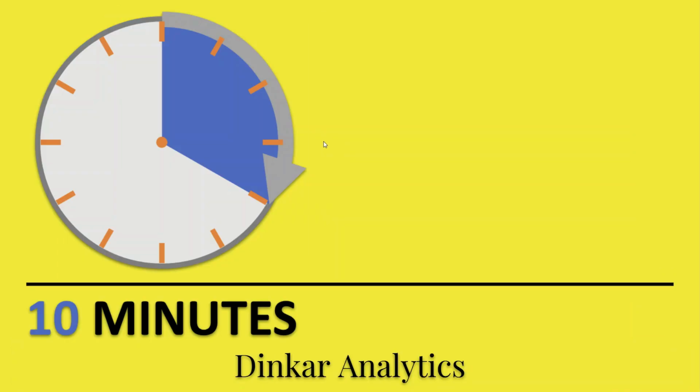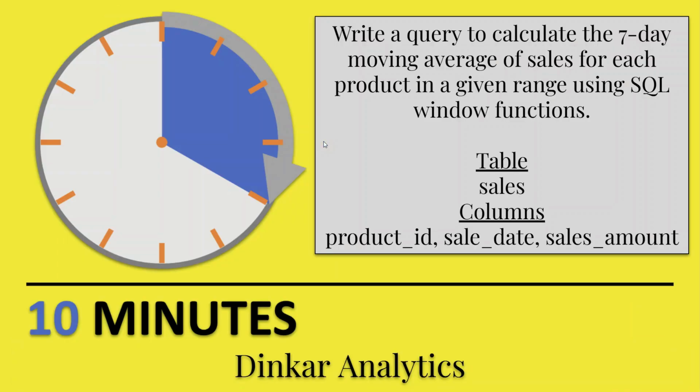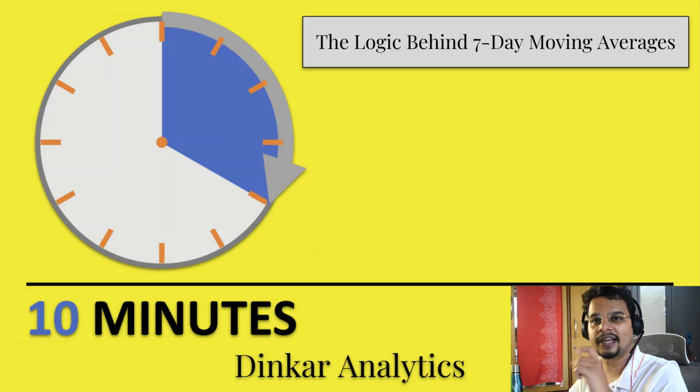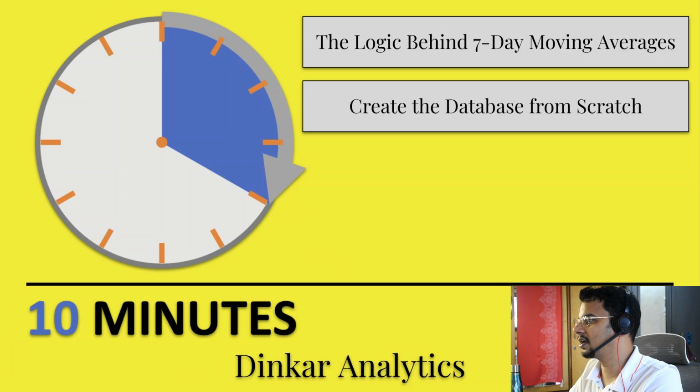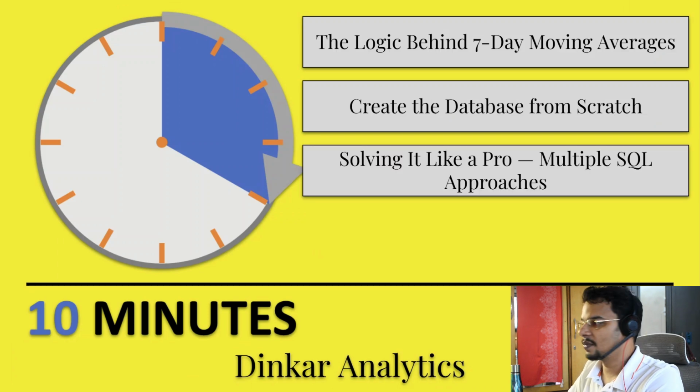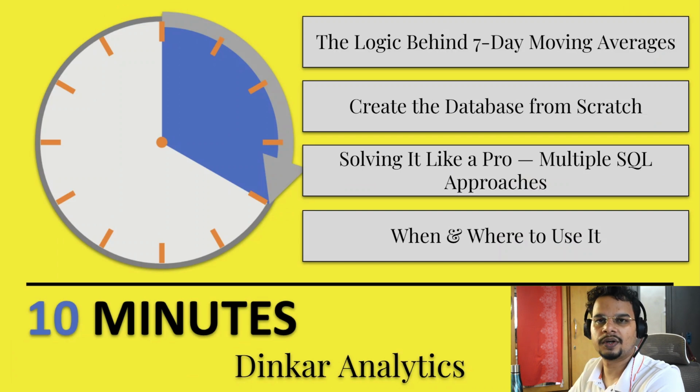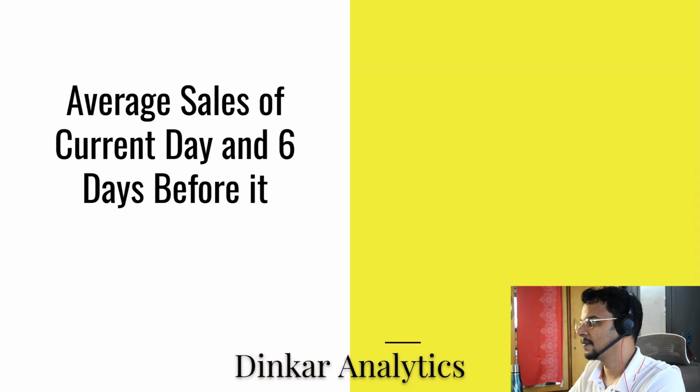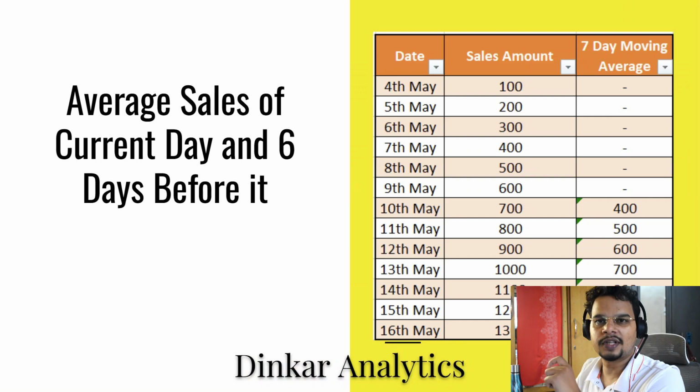So this is our problem statement. We have to write a query to calculate 7-day moving average. We are given a table sales and the columns are product ID, sale date, and sales amount. In the next 10 minutes, I'm going to take you through the logic. We are going to create the database from scratch. We are going to solve it using multiple approaches, and then we are also going to see when and where to use it.